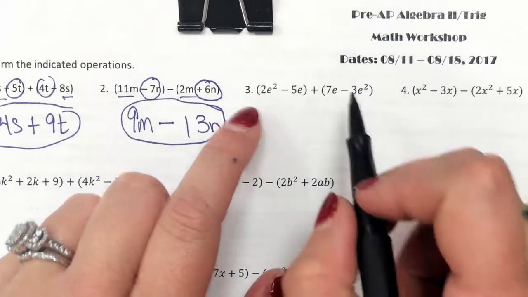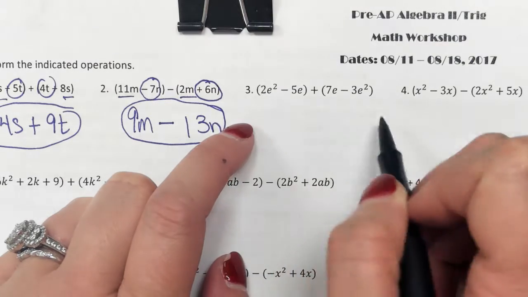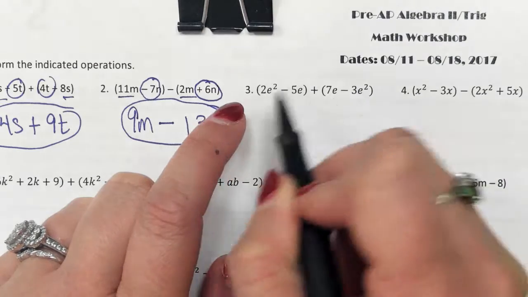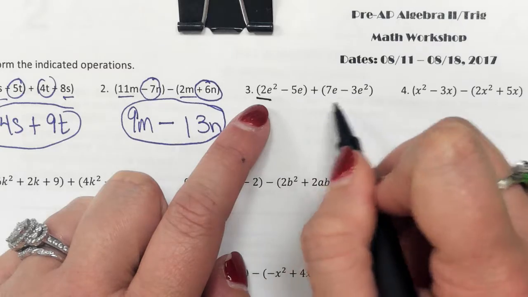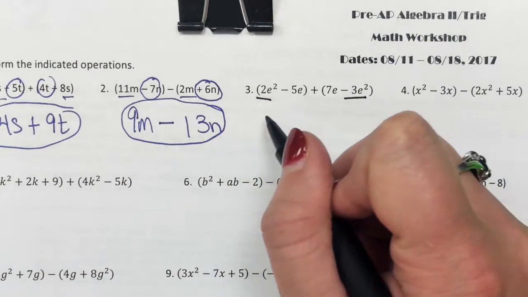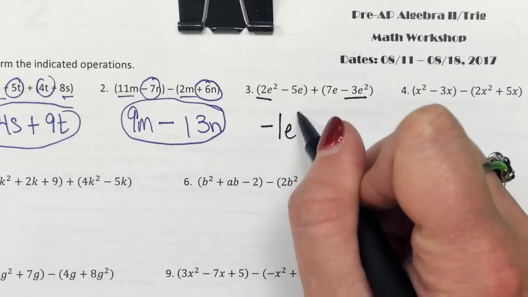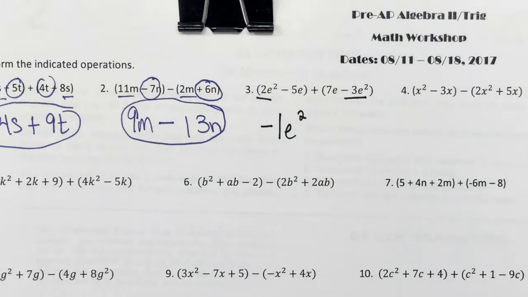All right, number 3, which ones are you going to add? Before the 7 and the 5. Very good. Do standard form, all right? So this says 2 plus negative 3, which is 1e squared or just negative e squared, okay? Eventually I'll stop writing the negative 1, but I want to make sure we're all okay first.